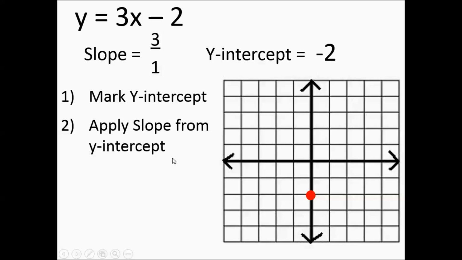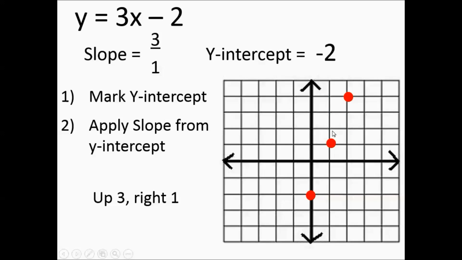Now this is where kids can get confused, because when putting down ordered pairs, you'd always start at the origin and go right 3, down 2, or whatever. With these, you're going to look at it from the y-intercept. And the slope is 3 over 1. If it's a positive 3, that means you're going up 3. If it's a positive 1, that means you're going right 1. So from the y-intercept, we're going to go up 3, right 1, and mark it. We're going to go up 3, right 1, and mark it.